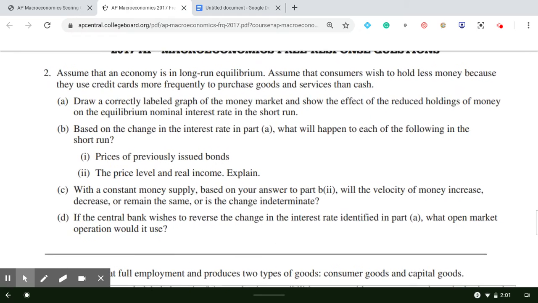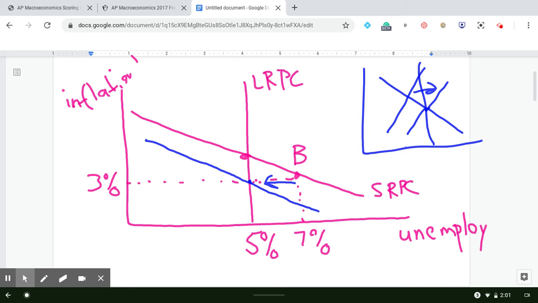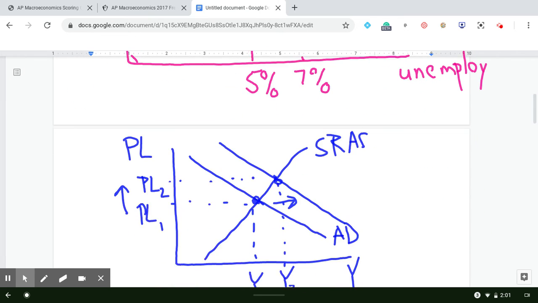Assume the economy is in long run equilibrium. Assume the consumers wish to hold less money because they use credit cards more frequently to purchase goods and services than cash. It says draw a correctly labeled graph of the money market and show the effect of the reducing holdings of money on the equilibrium nominal interest rate. Okay. So let's go ahead and do that.